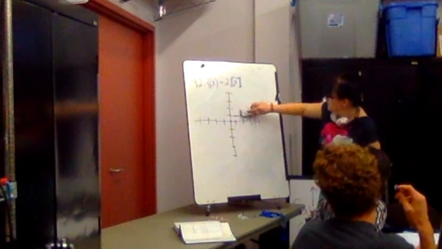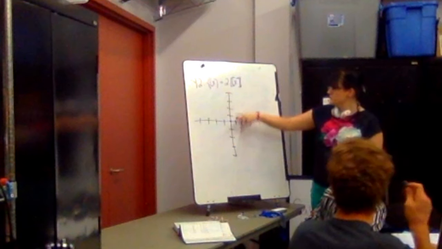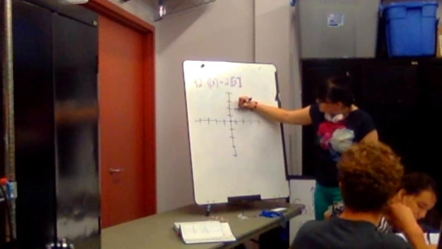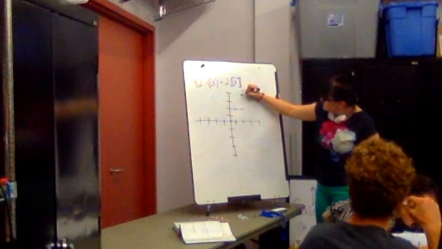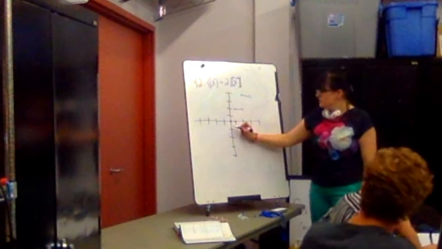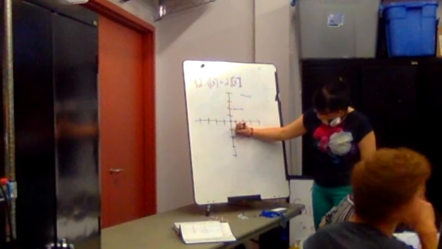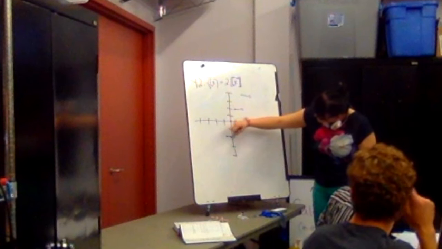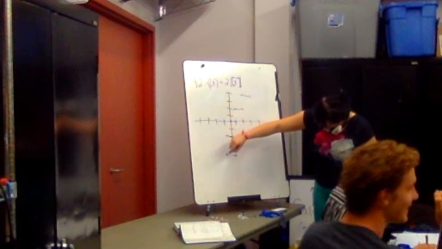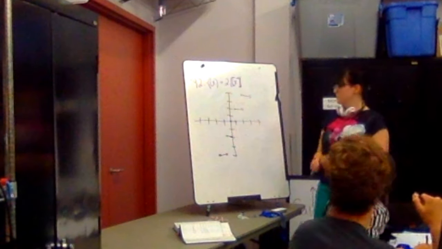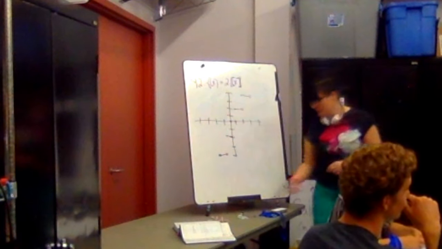But because I have this 2 in front of it, I know that means it's going to be stretched vertically. So instead of jumping up 1, it's going to jump up 2. It'll be right here. And then 1, 2. It'll be right there. And then from here, jump down 1, 2. Extend this way. And then 1, 2. Open circle. Like that. Does that make sense? Okay.